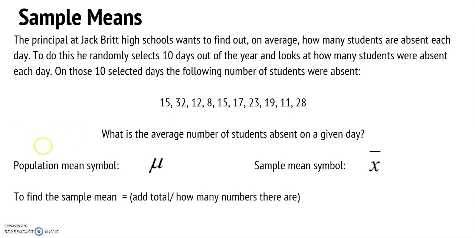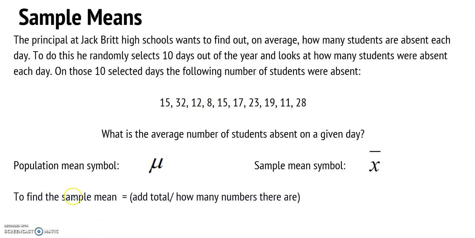Keep in mind here, the population mean symbol is this Greek symbol mu. The sample mean symbol is x bar. So x bar means we have an average. It's also important to make sure you use the correct symbols here so that the reader knows you got your information from a population or from a sample. Here, we got it from a sample because each day is a sample.